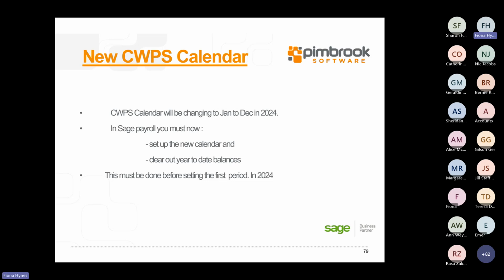Another significant change in 24, as I said earlier, is that the CWPS calendar will be changing back to January to December. In Sage Payroll, you must now run the CWPS year end, which is in stage 3, step 5. This will involve setting up the new calendar and clearing out the year-to-date balances. The timing of this is important, however, because it must be done before setting the first period in 2024.